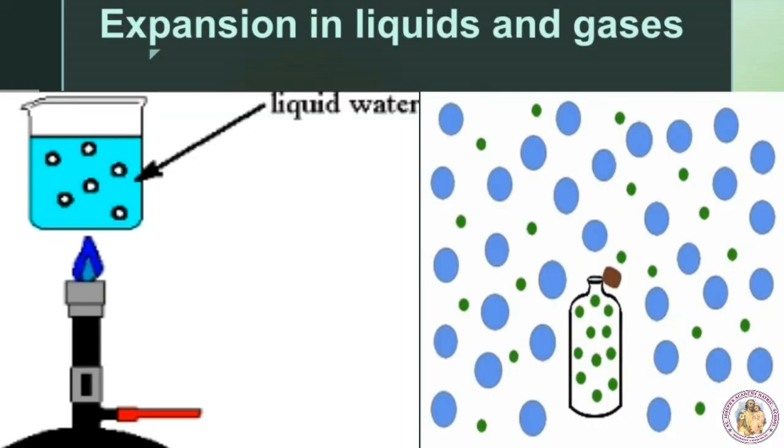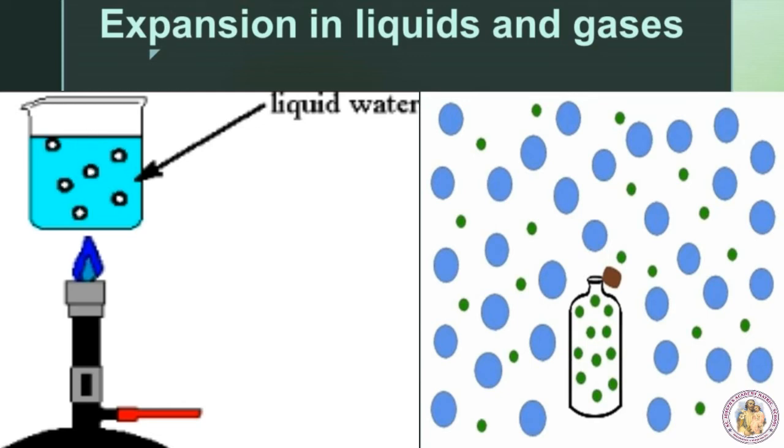We have learned so far about expansion in solids. Now we will learn expansion in liquids and gases. What will happen when we heat up liquids? The atoms in liquids gain energy, and then all the atoms in liquids and gases will move further, longer and longer distances. Why? Because all these atoms in liquids and gases are loosely packed. That is why when they gain energy, they move a longer distance.